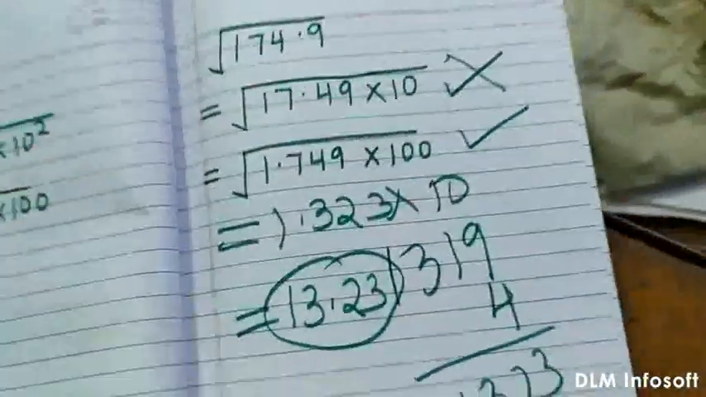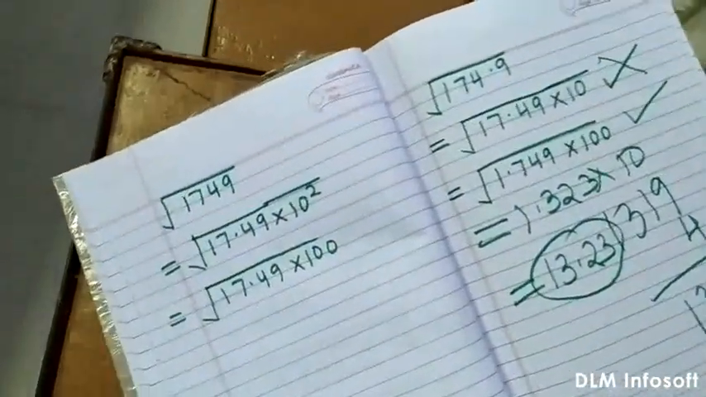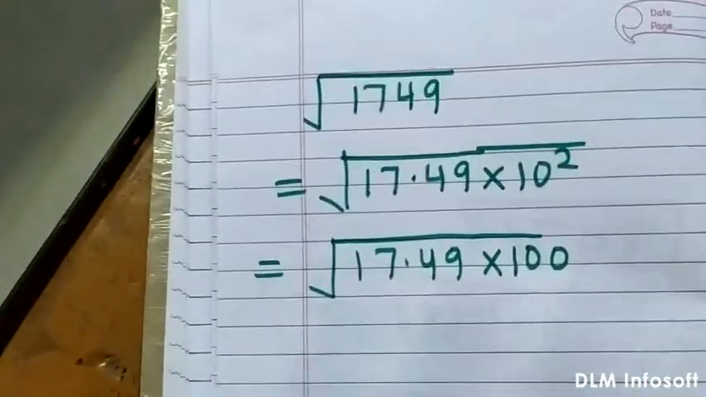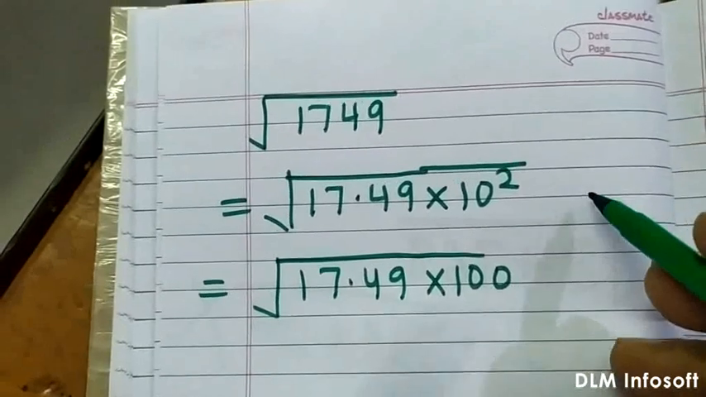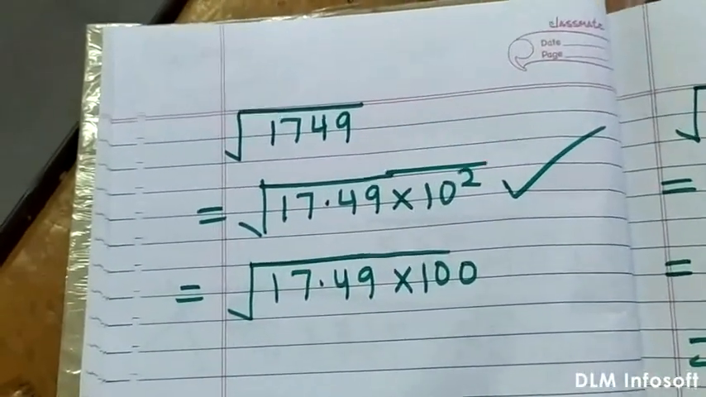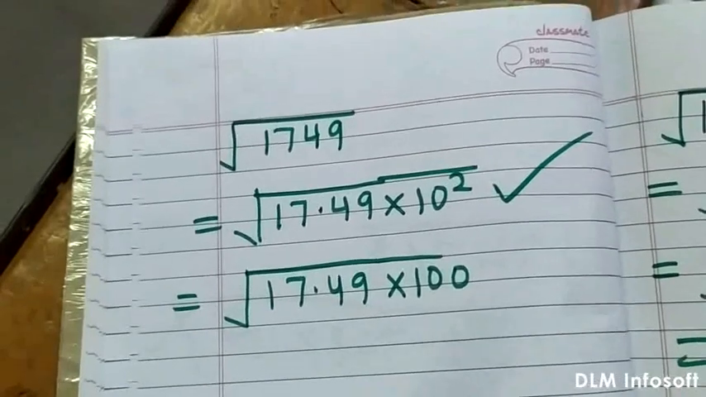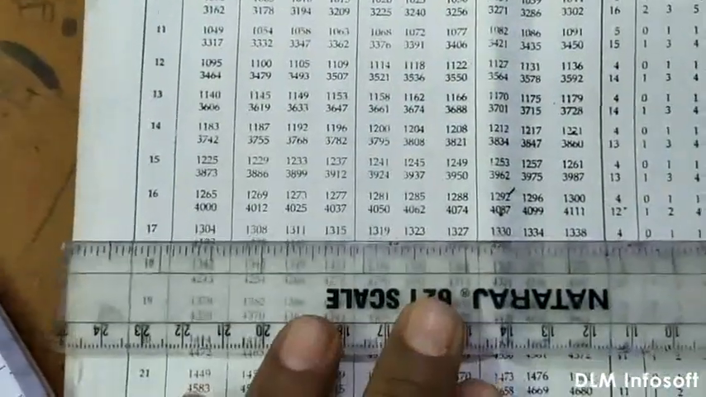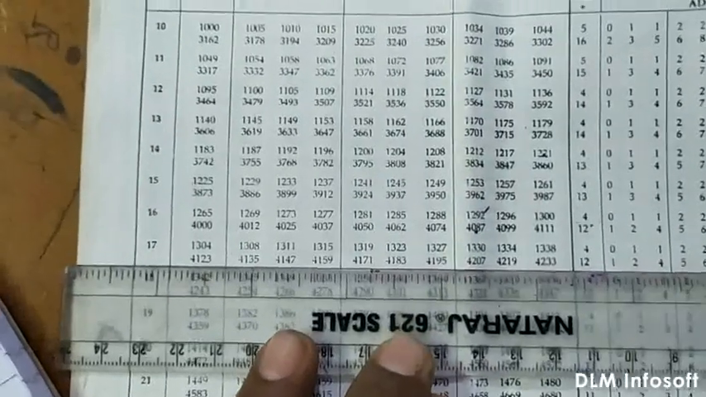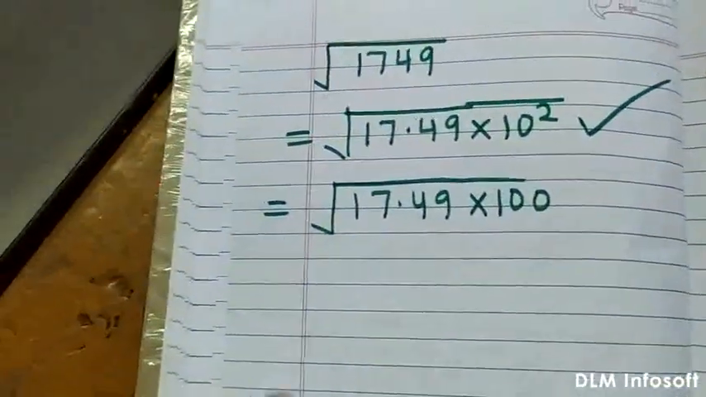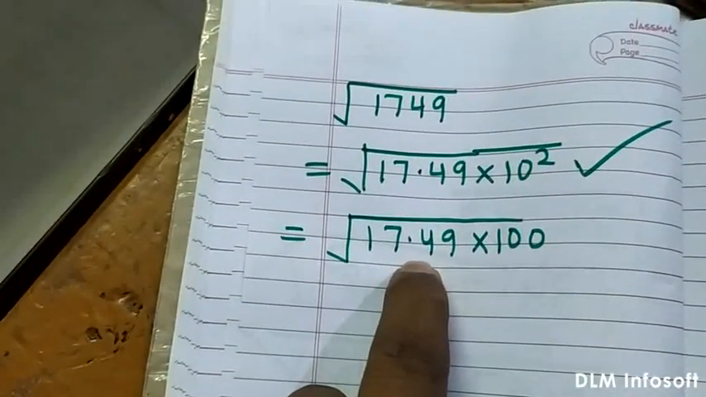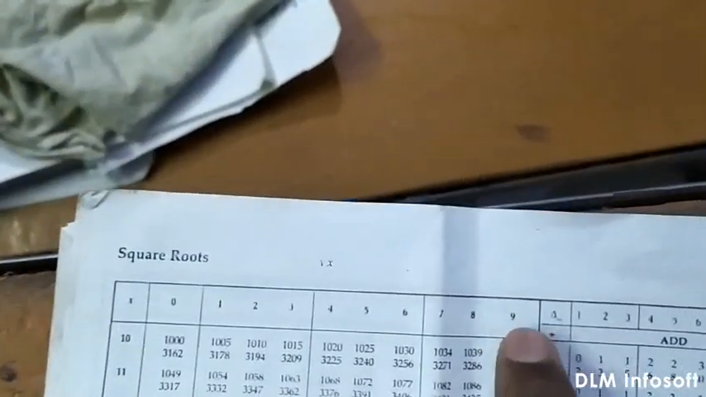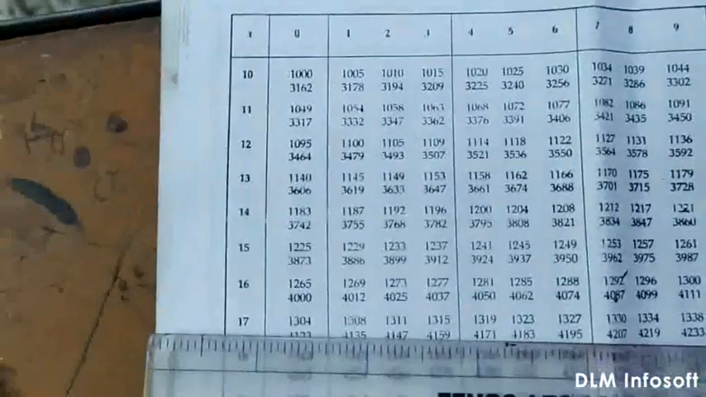Suppose it is 17.49, then what will you do? How will you see? So see here 17.49. Then you will write in this form. It's clear? Now how many digits are there before the decimal? 2. So once again you will see in front of 17, but now in the second line. In front of 17, the third digit below 4, the fourth digit below 9. The third digit will be seen from here. It's clear? The fourth digit will be seen from here.